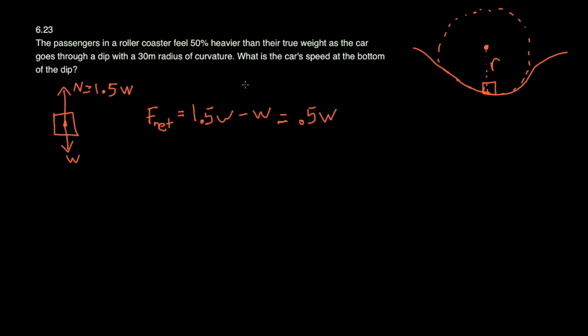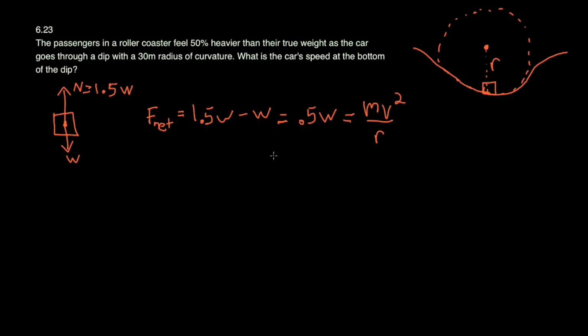But then we also know that the centripetal force is going to be what's keeping them moving in the circle. So the net force has to be equal to the centripetal force, which is going to be equal to mv squared over r. Right? This equation right here is just the equation for the centripetal force.